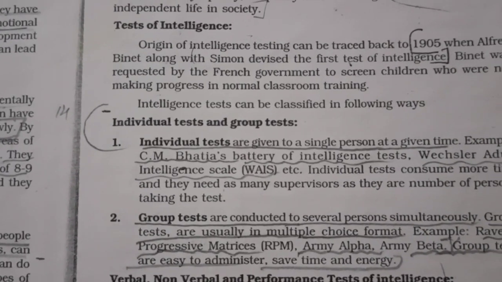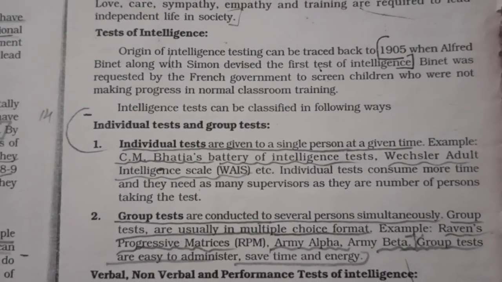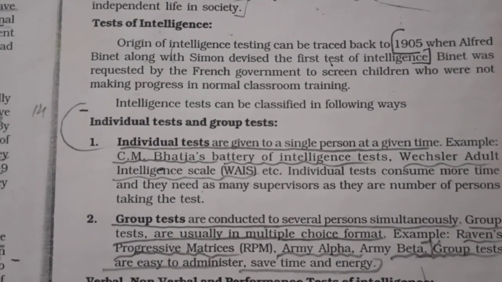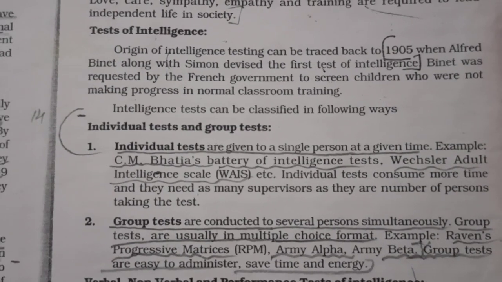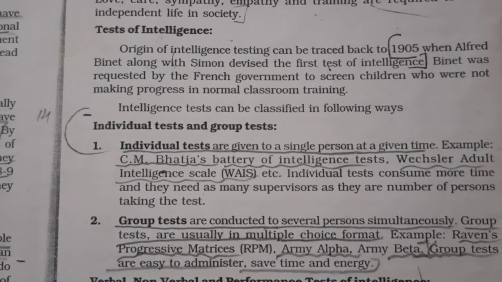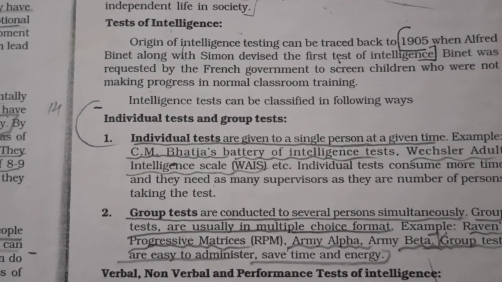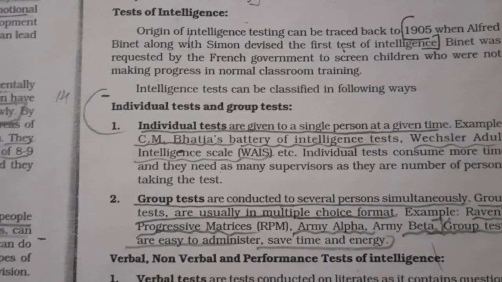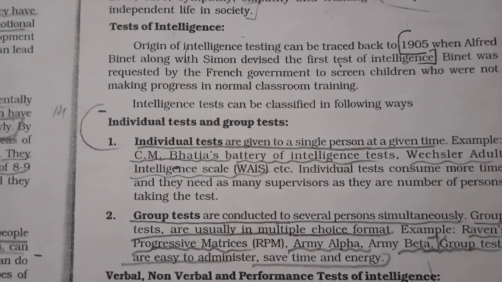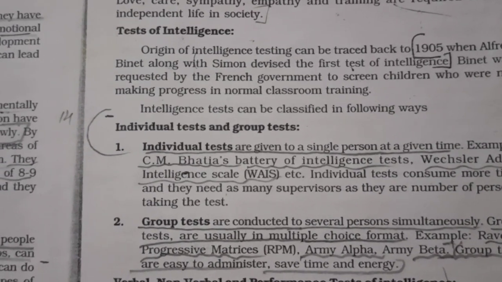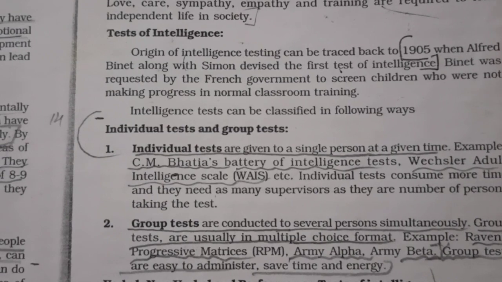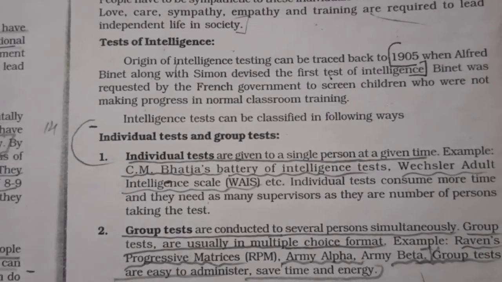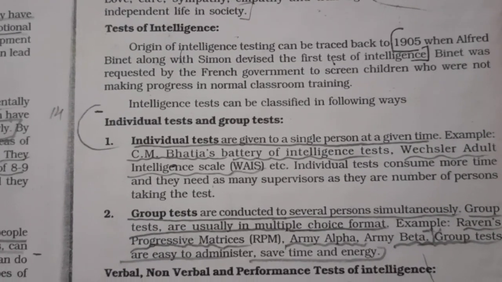For example, you have Bhatia's battery and Wechsler's intelligence test, and they consume more time. Individual tests need many supervisors, many experimenters to watch the individuals taking the test. So they need many supervisors and it is time consuming.